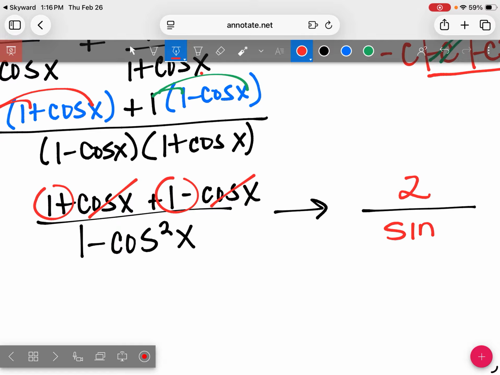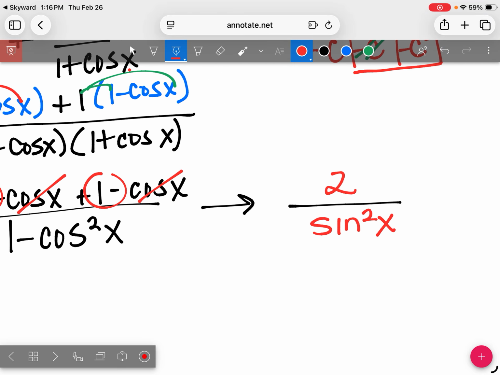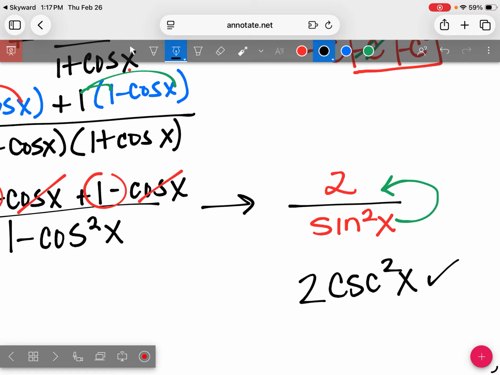So remember I said we try not to leave a fraction. So what I'm going to do is bring this from downstairs to upstairs. But whenever you do that, it changes to the sister. So if sine squared is downstairs, that means when it comes upstairs, it's going to change to what? Cosecant squared. So my final answer would be 2 cosecant squared. That's as far as I can go.